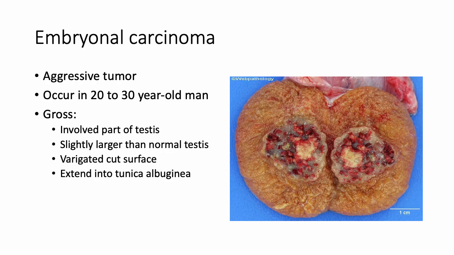inside the tumor. For the embryonal carcinoma, this is a very aggressive tumor. It occurs in 20 to 30-year-old men. Grossly, it involves just part of the testis. The rest of this yellowish tissue is just normal testicular tissue, whereas the tumor is at the center here. Again, this is a bisected testis, slightly larger than normal. It has a variegated cut surface and usually extends to the tunica albuginea.